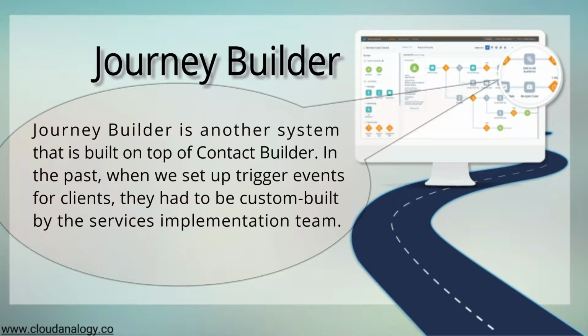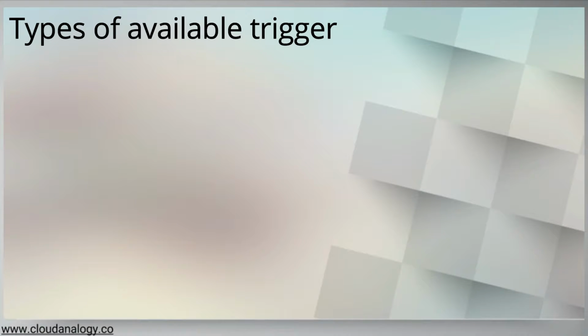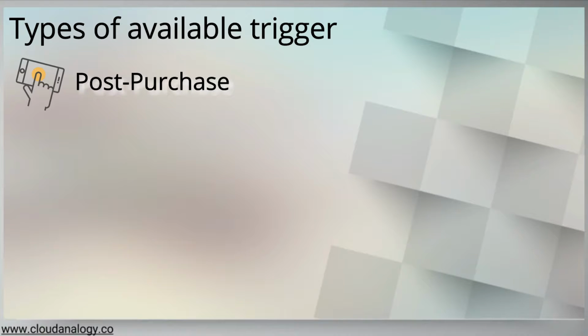As part of their configuration process, clients choose how long their website will wait for a customer to do something before letting his browsing session expire from inactivity. Most of these triggers are sent soon after a customer's session expires. Types of available trigger. The first one is post-purchases. This event triggers immediately after an order is placed.